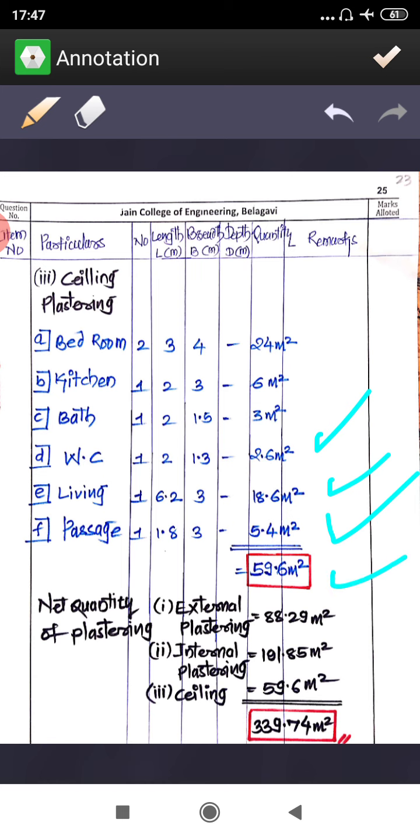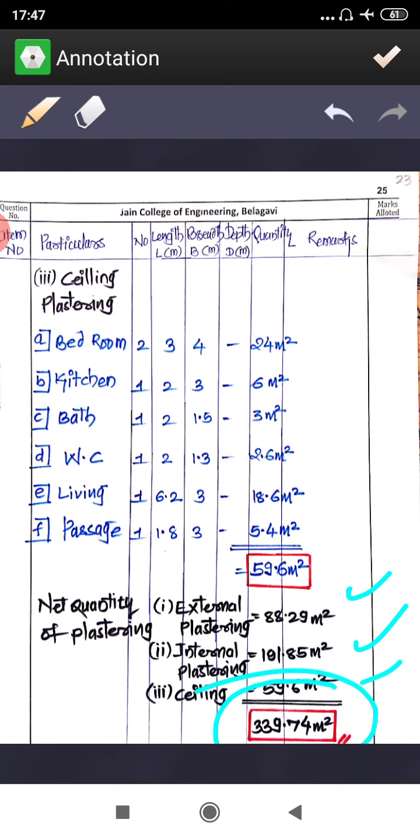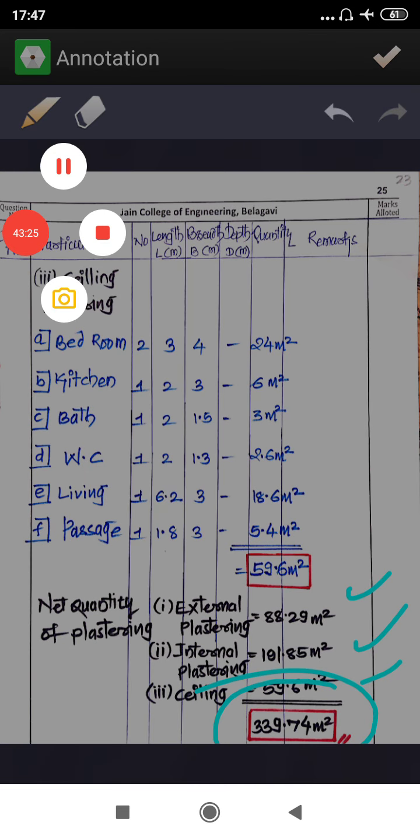Now the total net quantity of plastering is external plastering plus internal plastering plus ceiling. So altogether we are having 339.74 meter square as the net quantity of plastering.